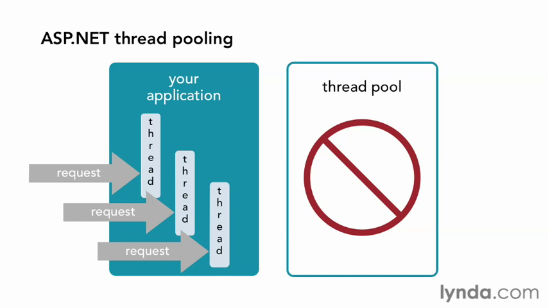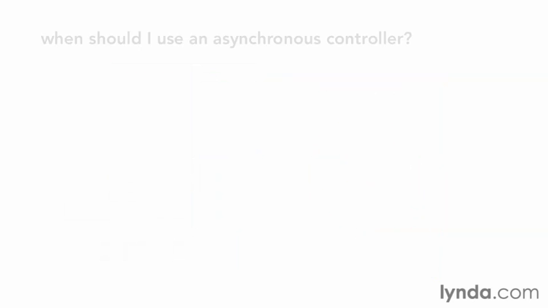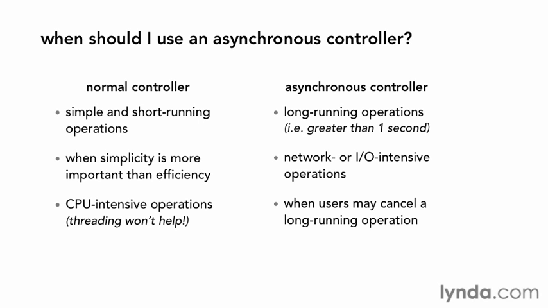It's important to note that asynchronous controllers don't come free because switching threads is an expensive operation. So be sure to reserve this approach only for appropriate operations, because completing a short-running operation asynchronously can actually take longer than the standard synchronous approach. While there are no hard and fast rules regarding when to use asynchronous actions, consider the following guidelines. On the left, you have the typical scenarios where it's best to use synchronous actions. These are simple and short-running operations, or perhaps some long-running operations where simplicity is actually more important than efficiency.